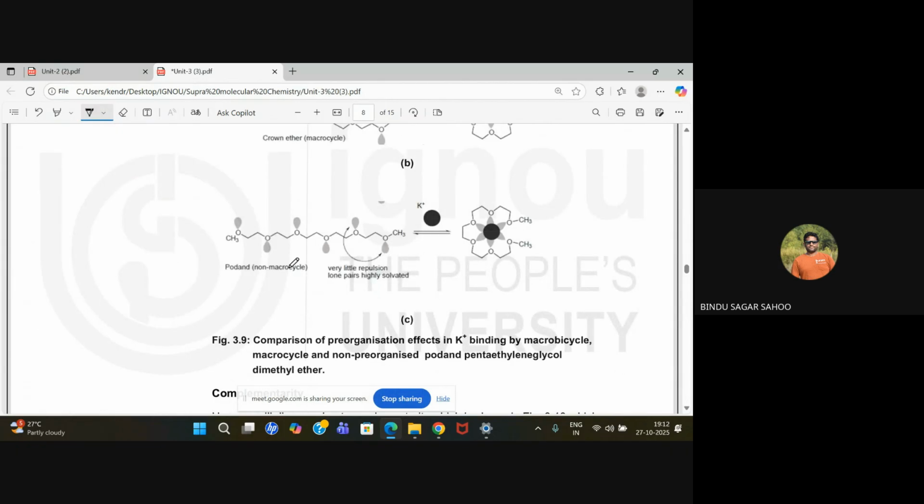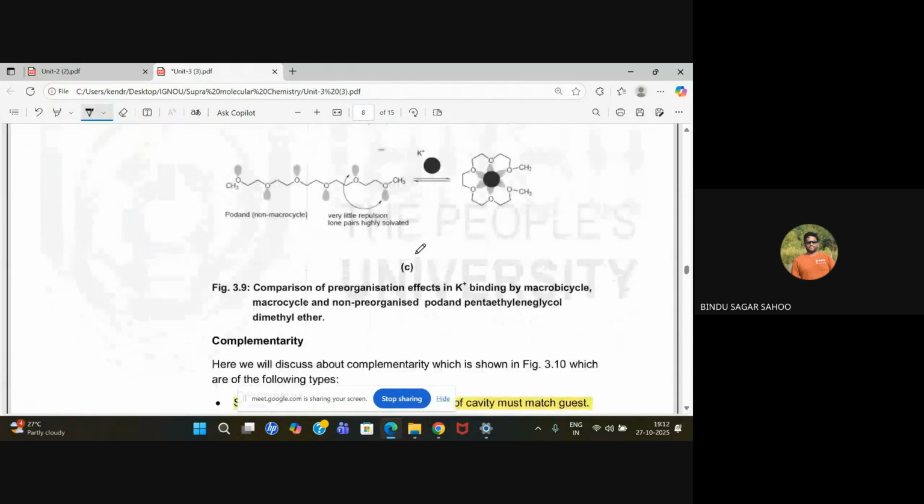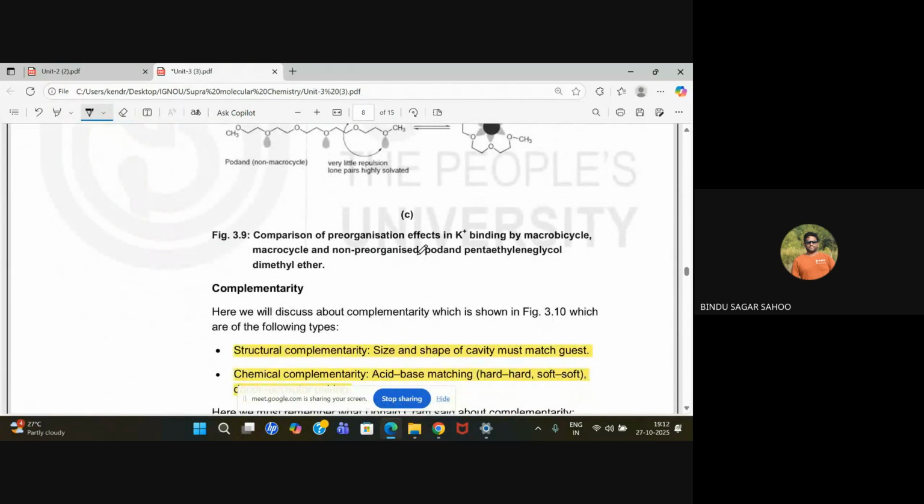But the benefit of the podand structure is that they are non-cyclic complexes and their donor atoms remain far away from each other, so they feel less repulsion. Or even when they form a cyclic ring, if they feel repulsion, they are generally flexible in nature. They can undergo conformational change and form a stable complex. So this is one benefit of the podand compared to the macrocyclics and macrobicyclics.